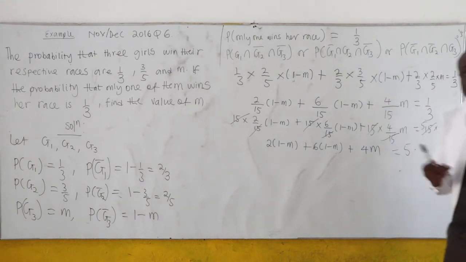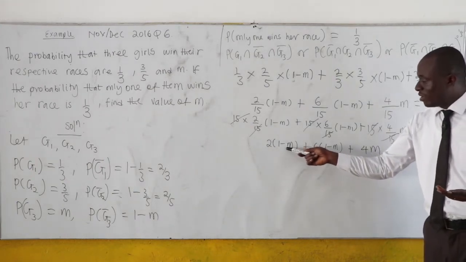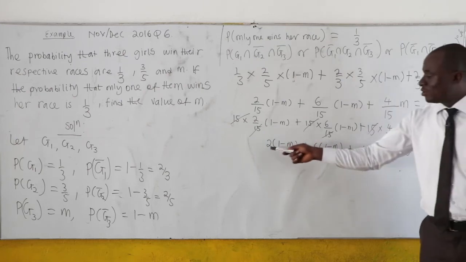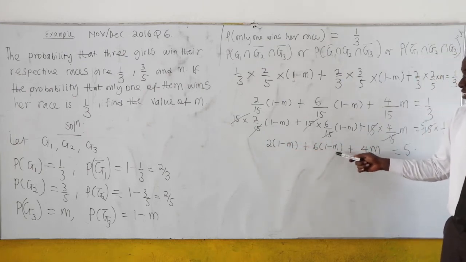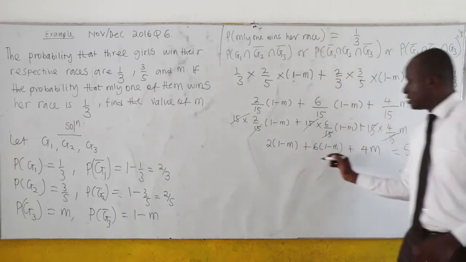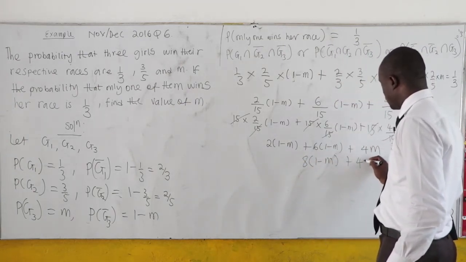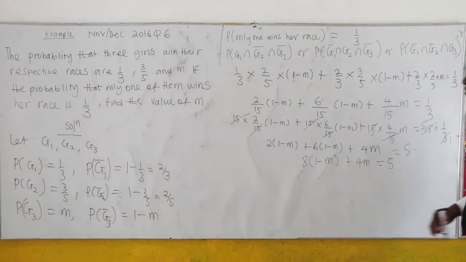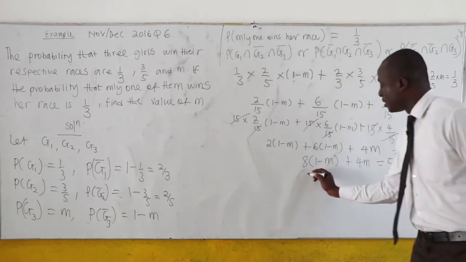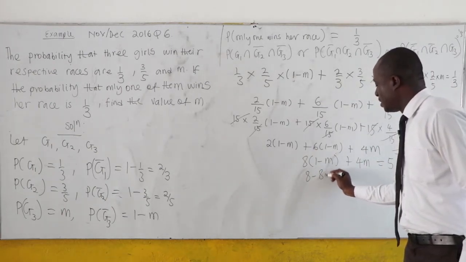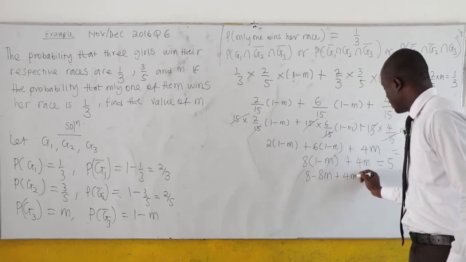Let's expand, but nonetheless, look at this. This 1 minus m, the same thing. So 2, 1 minus m, plus 6, 1 minus m. If you like, you can expand. This is the same as what? 8, 1 minus m, plus 4m equal to 5. We can expand from here. 8 minus 8m plus 4m equal to 5.